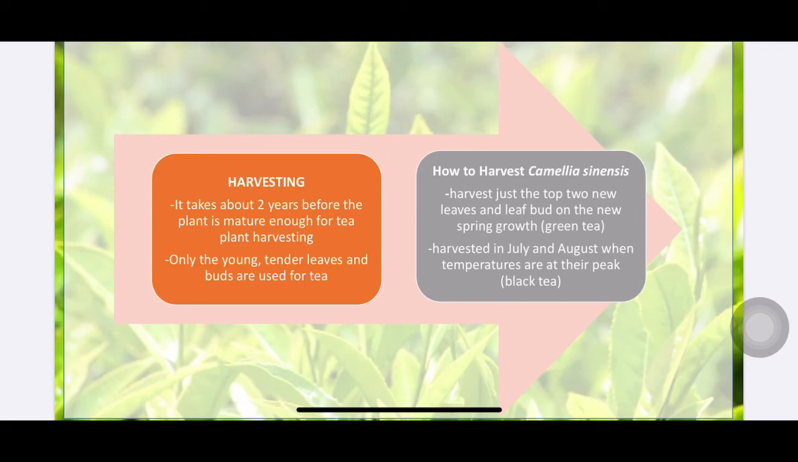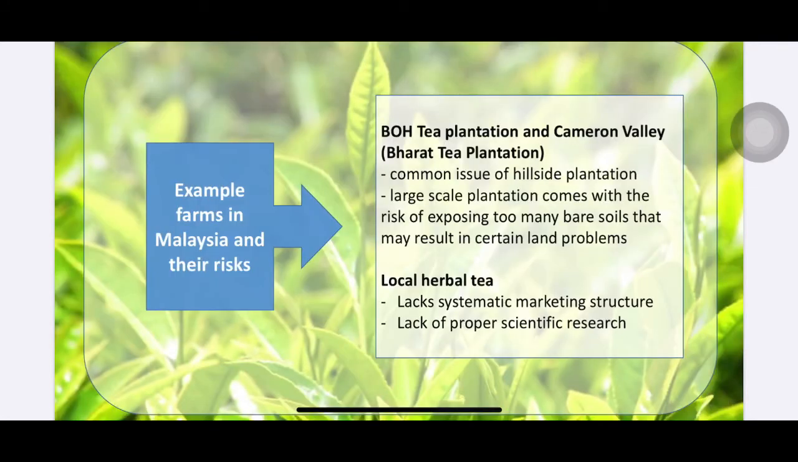How to harvest Camellia sinensis? Harvest just the top 2 new leaves and leaf bud on the new spring growth for green tea. Black tea is harvested in July and August when temperatures are at their peak.